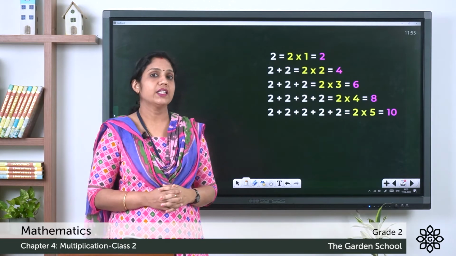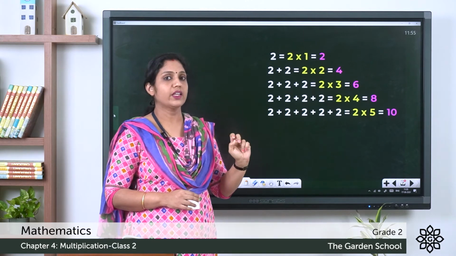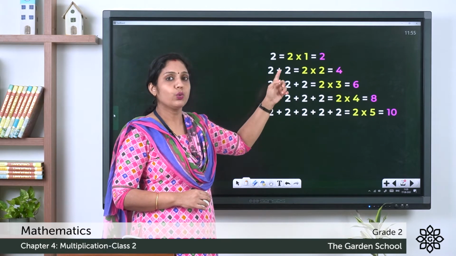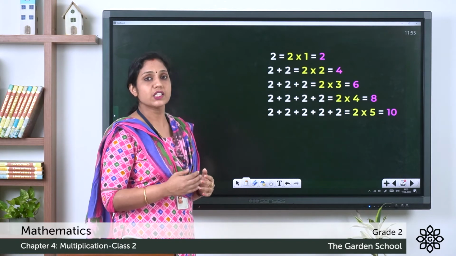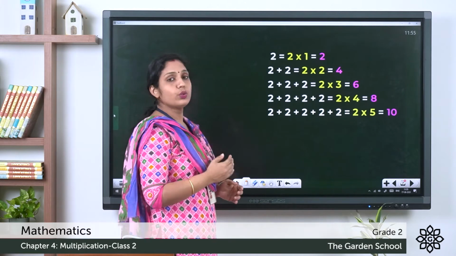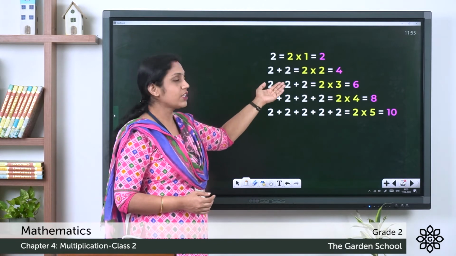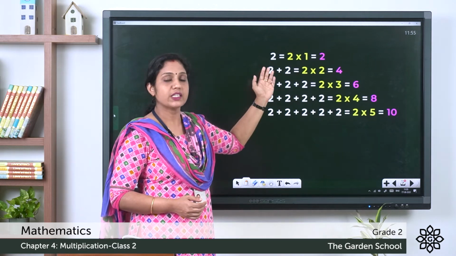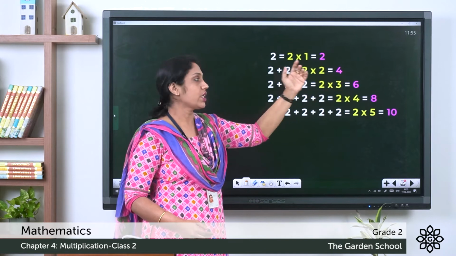So, how can we write this? In the first one, 2. Only 2 slices. So, we can write it as only one group. 2 into 1 is equal to 2. Second, we have 2 plus 2 is equal to 2 into 2 is equal to 4. Third, we have 2 plus 2 plus 2. So, the number 2 is repeating 3 times. We can write it as 2 into 3 is equal to 6.